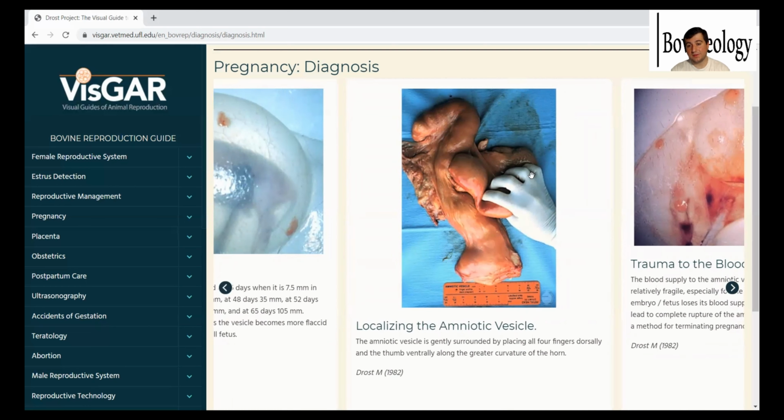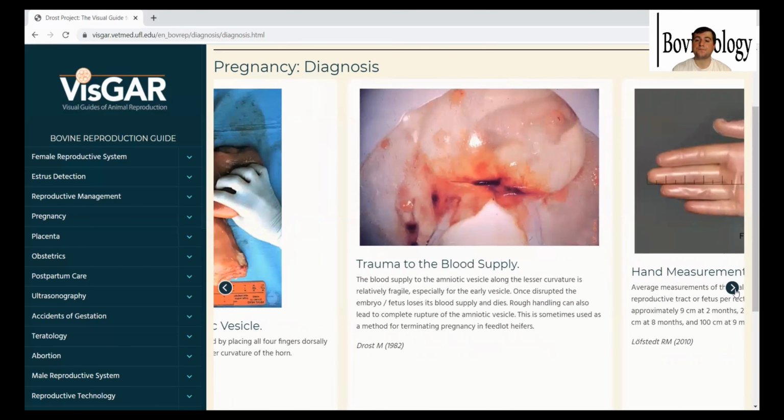So we can see that it's on the tip of the horn. It's not actually close to the base. It's not very easy to grab, especially in multiparous cows where the uterus is already flaccid, already towards the floor, and not a small uterus that didn't have many babies before.